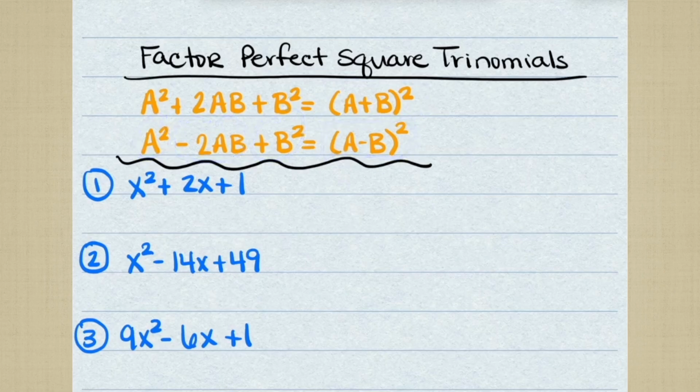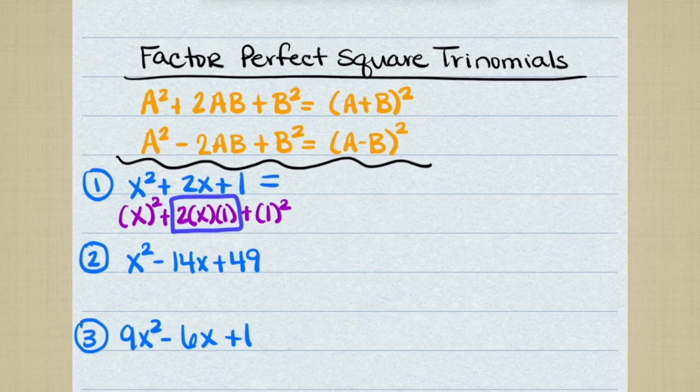So see, this is a squared. So this is x squared plus 2 times x times 1 plus 1 squared. Y'all see that? Because 1 times anything is itself, right? So 2 times x times 1, that gives you that. And see, this matches that. So that means it's going to look like this right here. So this is going to be x plus 1 squared.